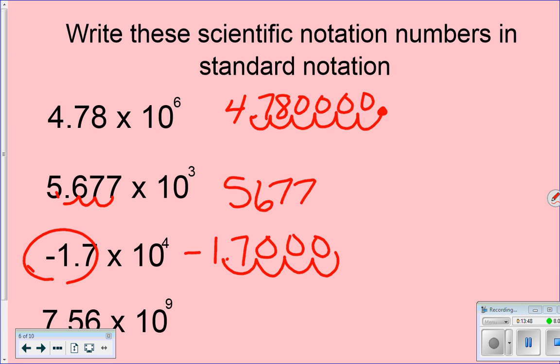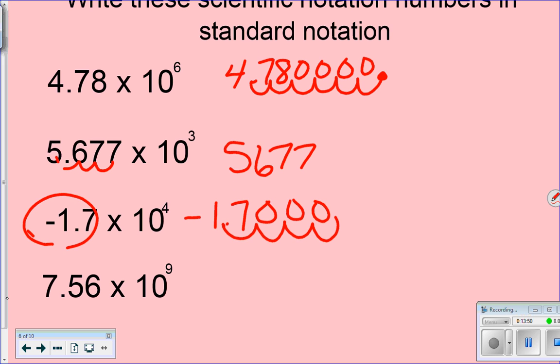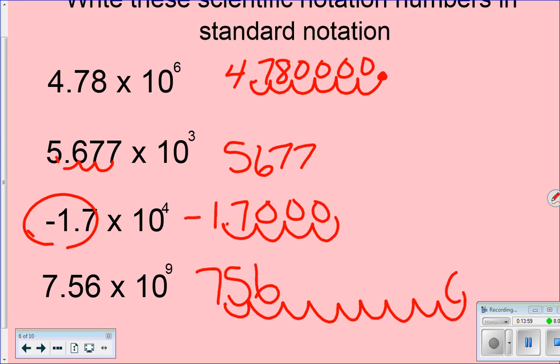What about this one? Oh, we don't even know what the number is. That's going to be a big one. 7, 5, 6. So it starts here. So 1, 2, 3, 4, 5, 6, 7, 8, 9. That's my number. Not too difficult, right? Okay, so this is probably the easiest way, going from scientific notation to standard. Okay?